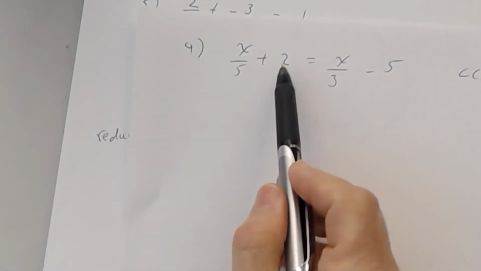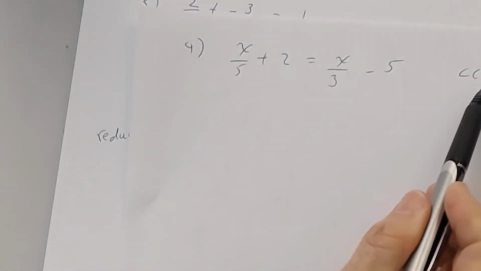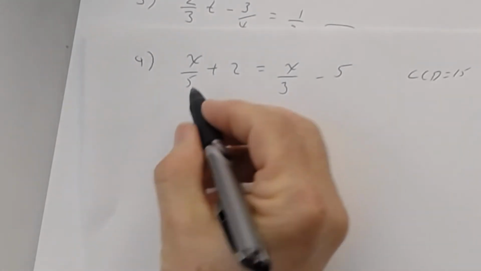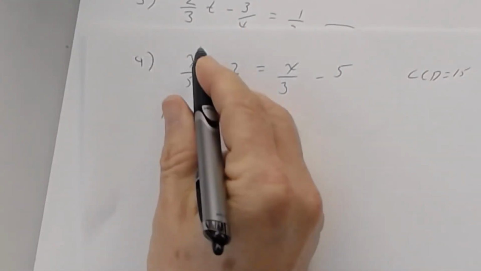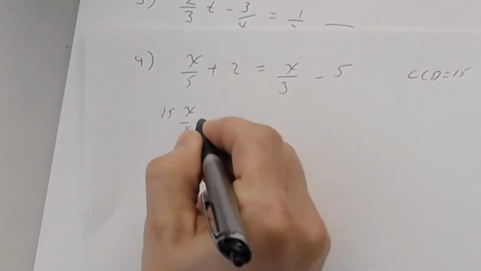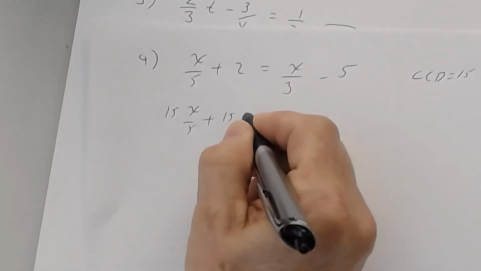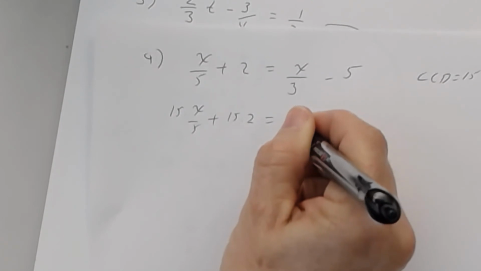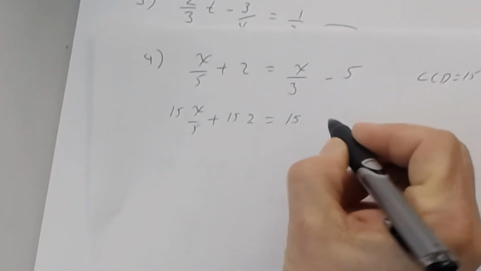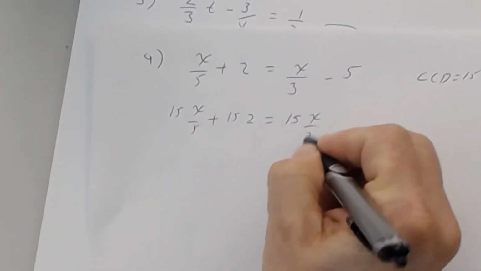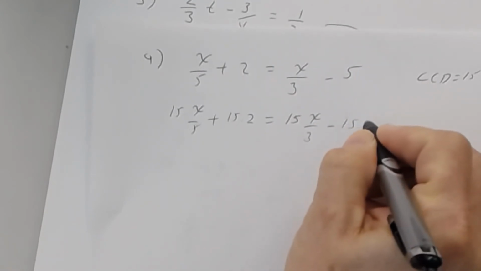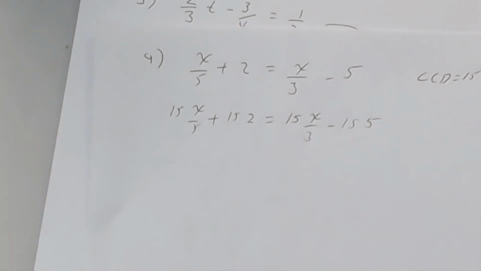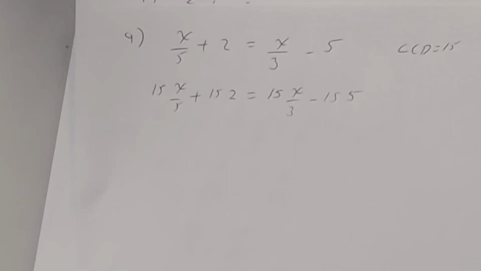So if you just want to go ahead and skip that parentheses part, that's fine, as long as you know that all 4 have to be multiplied by what? 15. So you're going to say 15 times what? x over 5. Plus 15 times what? 2. Equal, what do I write? 15 times what? x over 3 minus, and then 15 times what? 5. Okay? All right, now let's reduce.